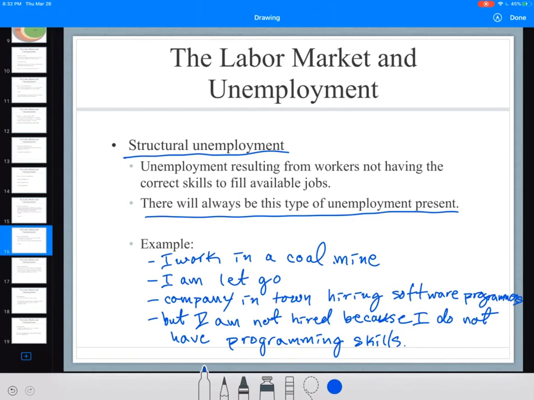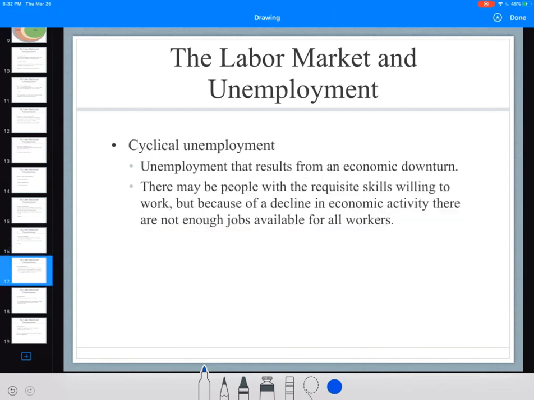So that's why structural unemployment will always be present in a modern economy. You're going to have some people whose skills are just not relevant anymore, and they either need to find another job where those skills will work, or they need to go back to school or retrain themselves to get different skills.